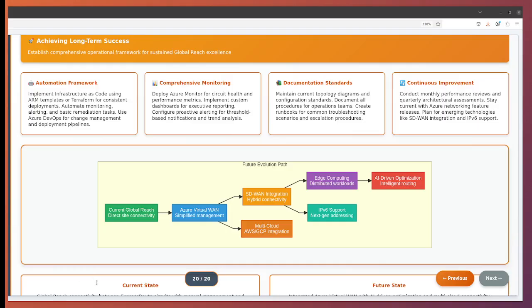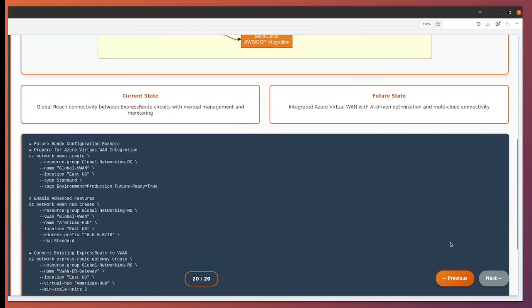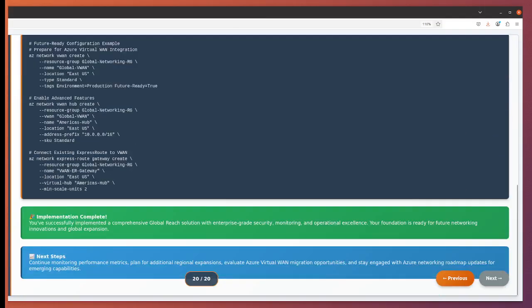Key operational excellence pillars involve automation, using infrastructure as code for consistent deployments across regions, monitoring, for comprehensive visibility into performance and health metrics, documentation, with current topology diagrams and standard procedures, and change management, with controlled processes for modifications and updates. Future planning considerations include emerging technologies like SD-WAN integration for hybrid connectivity, IPv6 support for next-generation addressing, and integration with Azure Virtual WAN for simplified management of complex topologies.